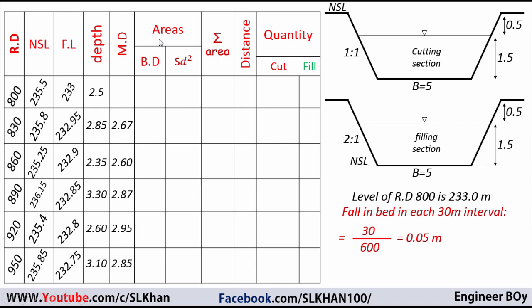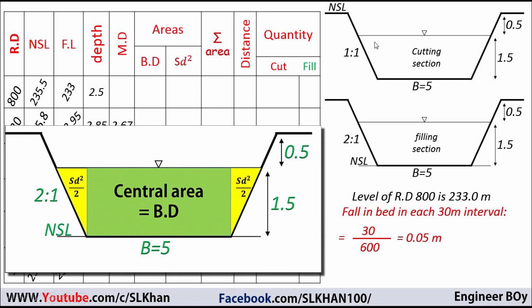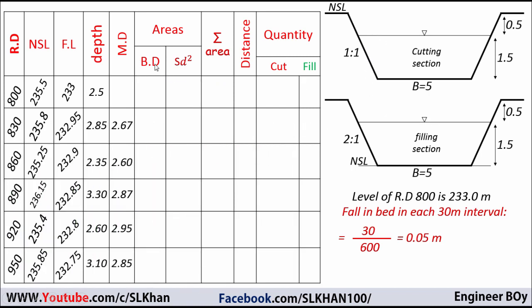Okay, so the next thing we got over here is areas. For areas we have two portions. One is the central one, which is BD, and another one is SD square, and this is for the sides. BD means the breadth, which is given, that is 5 meters, and the depth, this can be the mean depth. So for the RD 830, BD is 5 times 2.67. The 5 represents the breadth at the bed, and 2.67 is the mean depth at RD 830. So this is 13.35, and do the same thing for the remaining RDs.